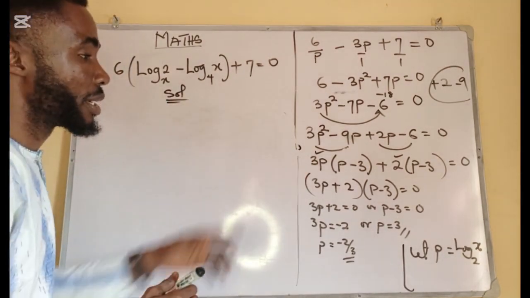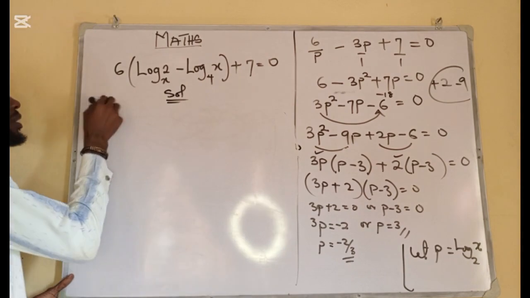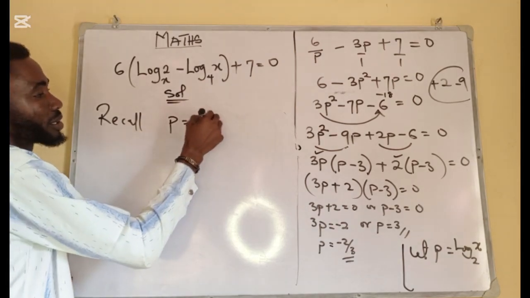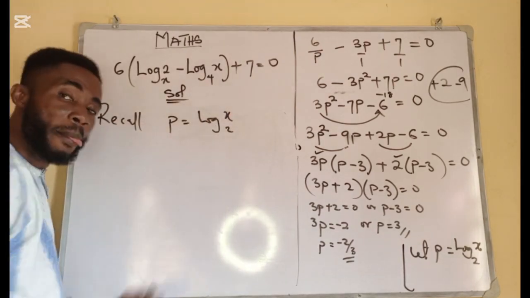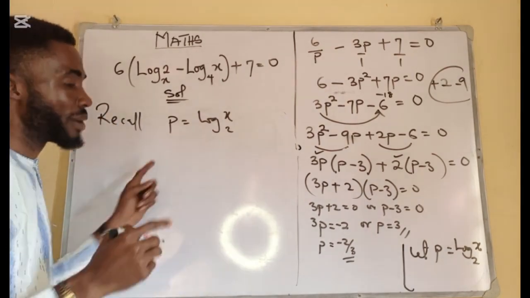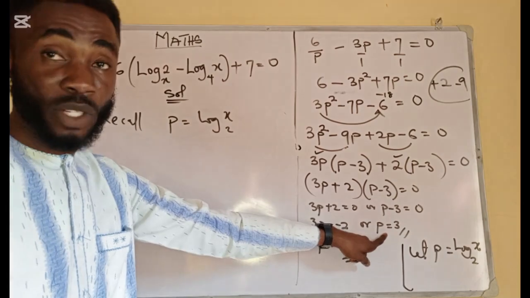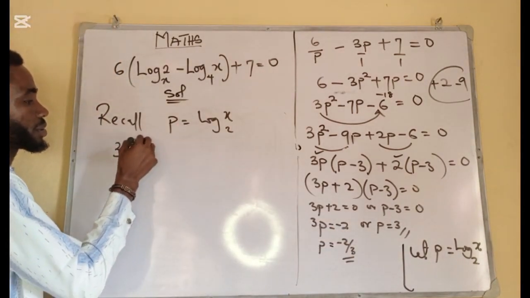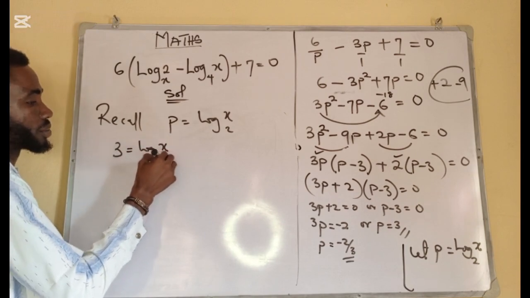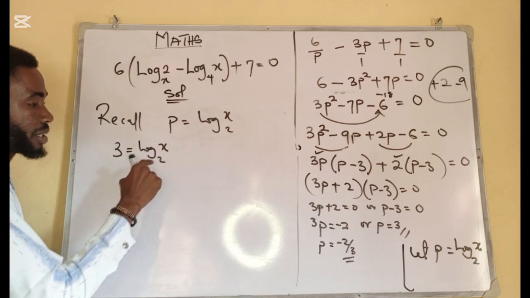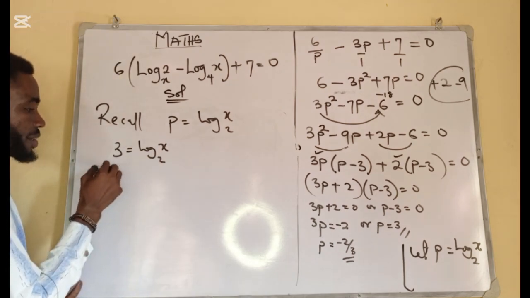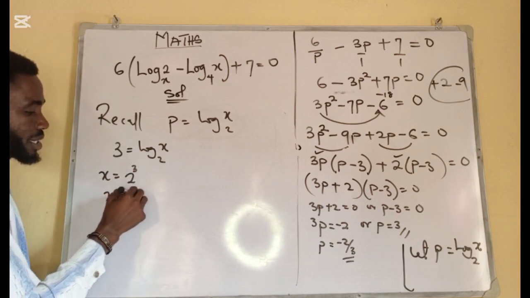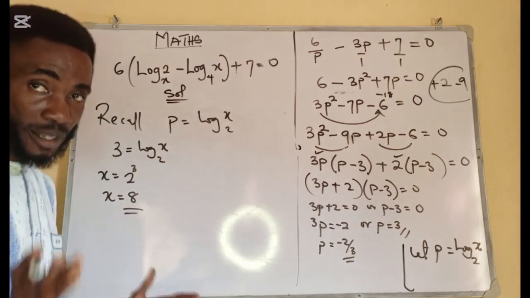Okay, guys, let's continue. Now recall, we said let p be equal to log x to the base of 2. Are we making sense? So now the first value of p we have here, let me just pick this one as 3. So I have 3 equals log x to the base 2. And by law of indices, 2 here can power this 3, right? So I can say x equals 2 power 3, and the first x is equal to 8. That's my first answer.